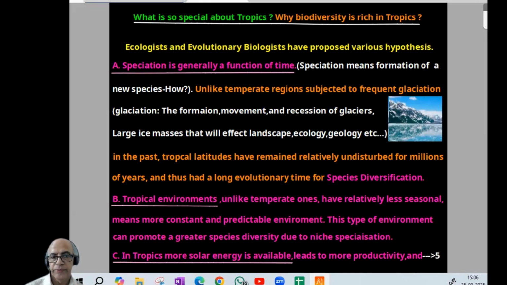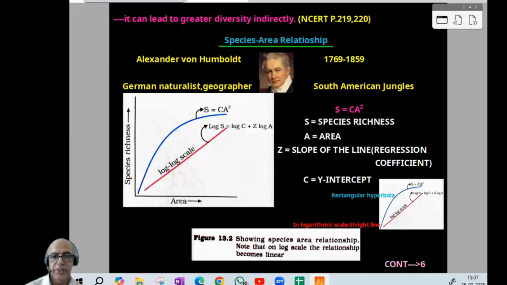Three conditions: speciation is a general function of time, connected with glaciation, etc. Then the tropical environment is almost constant. Then more energy is available, so productivity is more, connected with speciation.